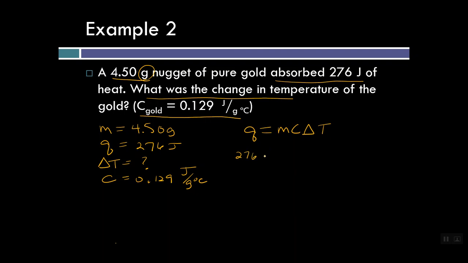So I've got 276 is equal to my mass, 4.50, times my capacity, 0.129, times my change in temperature. So all these are being multiplied together. I want to get rid of these, so I'm going to divide by 4.5 and 0.129. So this is a number, and I'm dividing by that same number. So I have to do that on both sides.